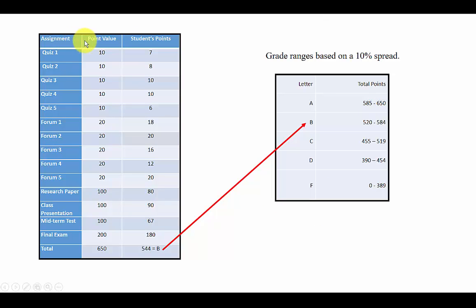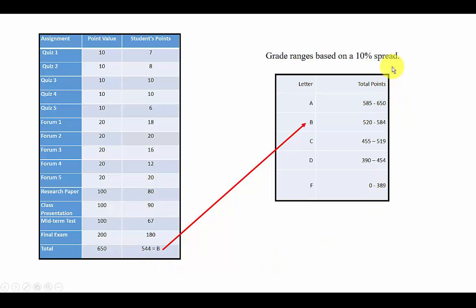Now, when we put it in the grade book, we see here are the quizzes, and each one of these quizzes is worth 10 points. The forums, 20 points each. The research paper, class presentation, and midterm test are worth 100 points each. And then the final exam is worth 200 points, for a total of 650. Then the students' points are added up. Say they get 7 out of 10 right, 8, and as you go down, you just put how many points the student received on each assignment, and these all add up to 544.